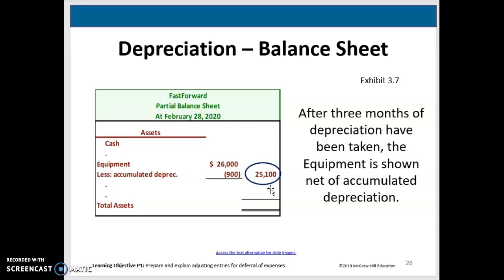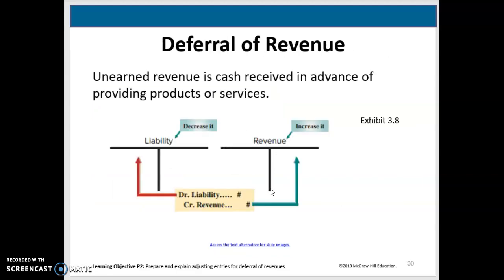Now we're going to be looking at what we call deferred revenues. Our first slide shows us that unearned revenue is cash that we received in advance for providing products or services. We've seen that account before. That one's not new. In that, we are crediting a liability account, unearned revenue. That was a liability account. To adjust it at the end of the period, when we've actually recognized that revenue and earned it, we're going to debit unearned revenue, that liability account, and we're going to credit a revenue account, depending on what revenue we've earned.